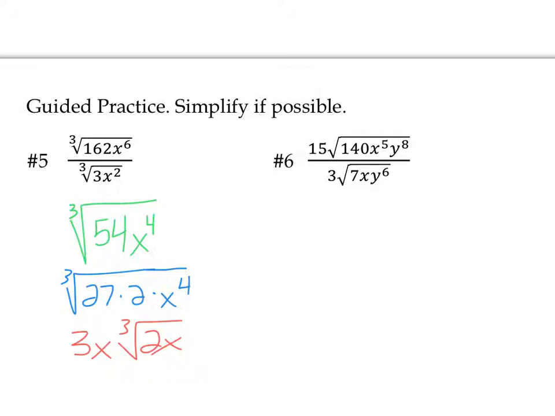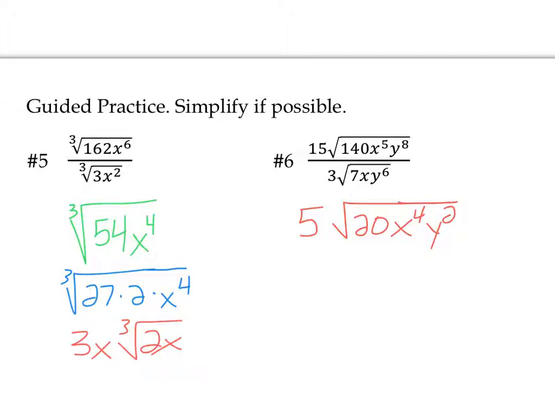And just like we saw with numbers outside the radicals when we multiplied them, we can do the same thing here with the 15 and 3. We can divide the 15 and 3. So if we do that, we'll end up with 5. And then this is a square root of 140 over 7. So 140 divided by 7 is 20. x to the 4th, y squared.